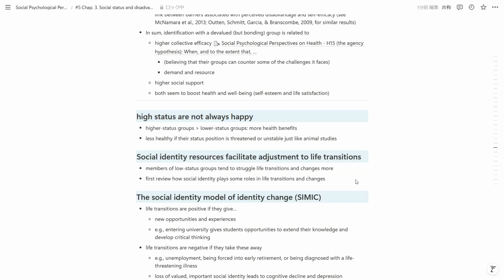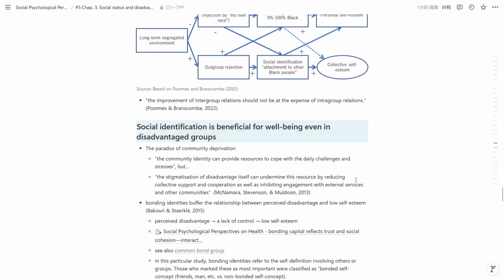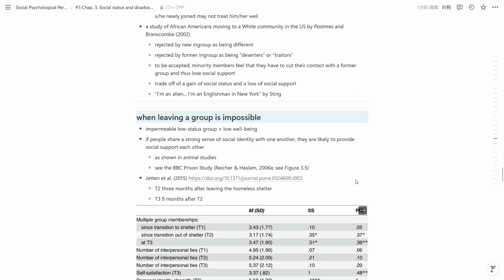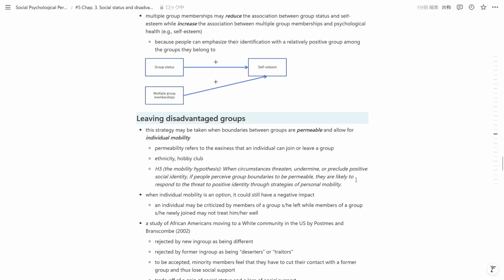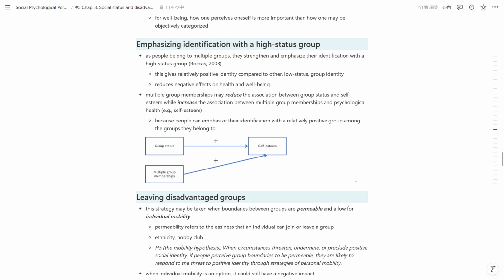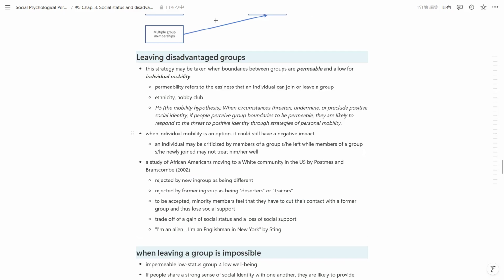And also, permeability may influence the impact of negative status on health. Basically, if individuals see that they could leave the group, then they may leave the group so that they can stop the negative impact of low status group membership.